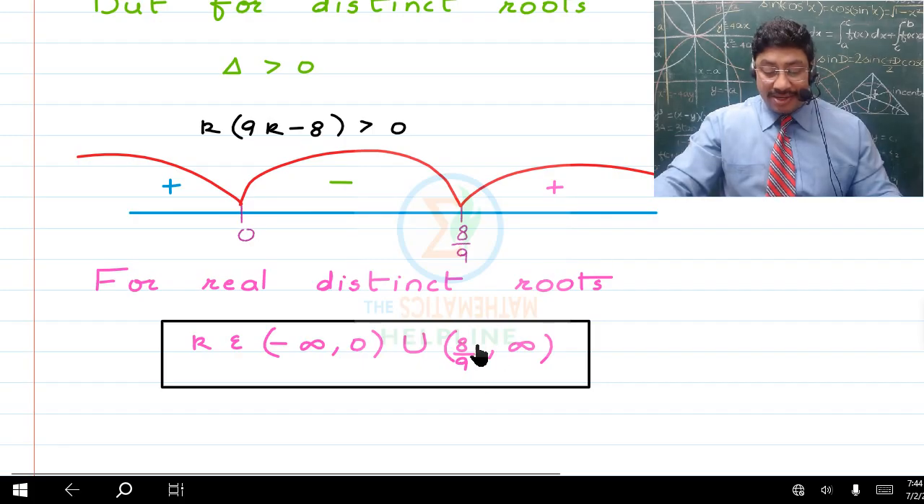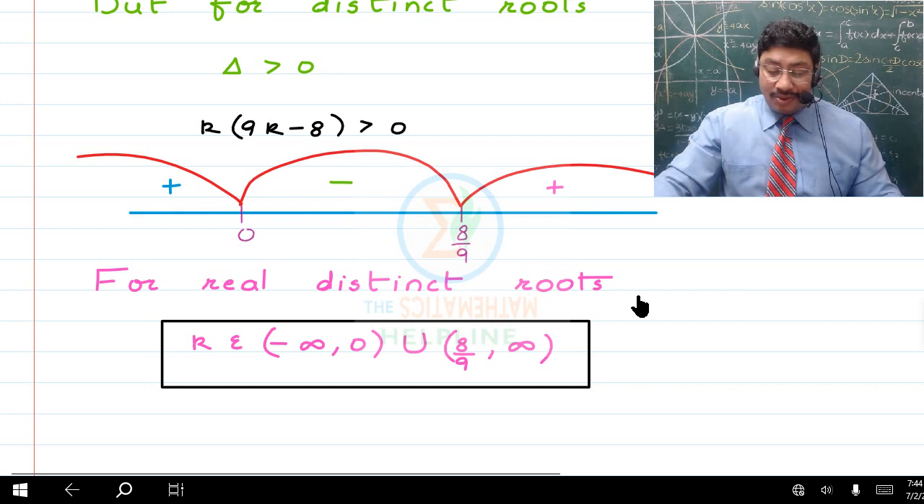So now that can be written as 8/9. Again, we don't put an equal to sign because there's no equal to sign here, right? And that's why we write an open bracket. That means that is the portion which is not taken. And further, we take this up to infinity, right? And again, as infinity cannot be approached, it is something which is an assumption. As such, we'll put an open bracket here.